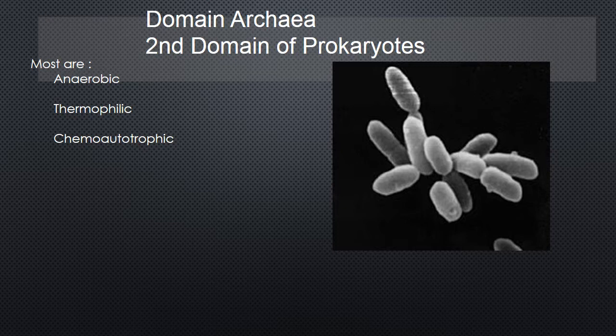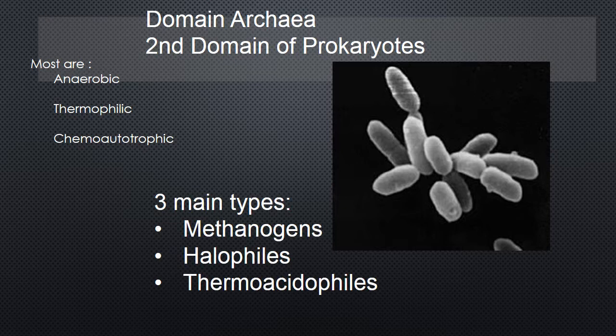Whew, okay, we've made it through our domain Bacteria. Now we have the domain Archaea, which is our second domain of prokaryotes. These usually fall into the categories of being anaerobic. They can be thermophilic, which, if you remember your Latin roots, thermo being heat, philic, they love heat. And most of them are chemoautotrophic.